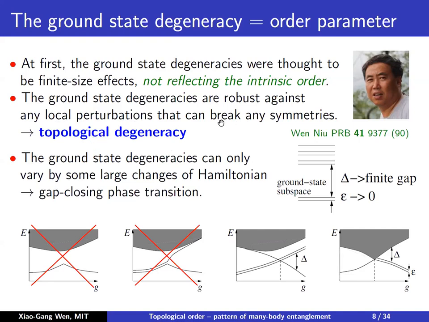Because it's robust against arbitrary perturbation, only when you have a large change of the Hamiltonian, which closes the energy gap and causes a phase transition, can the degeneracy change. So in this sense, although the degeneracy does depend on boundary condition, it is also a quantum number which labels different phases of matter, because it is invariant within the same phase. It can only change after a phase transition.